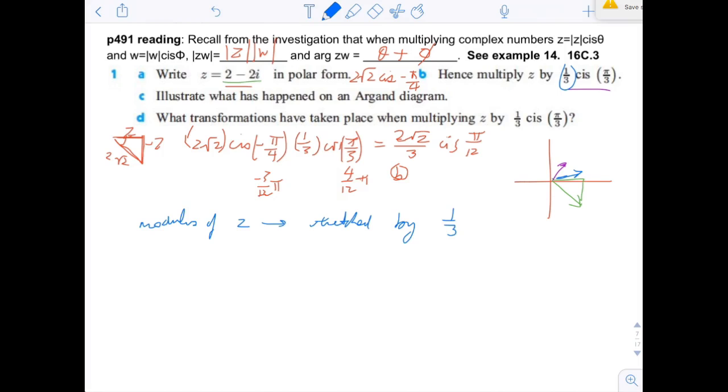And the other thing that happened was it got rotated, because we added pi over 3 to negative pi over 4, which was the original direction. So we rotated the vector counterclockwise by pi over 3.